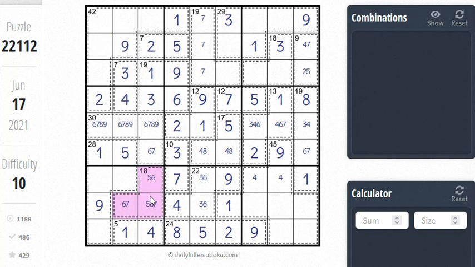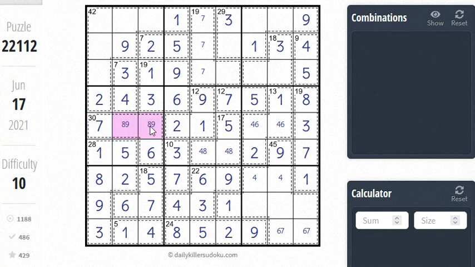So that means this is also 6, 7, and this is also 6, 7, which means this can't be a 7. So that's 4, 6. So that's pretty forcing. So 6, 7, this is 3. And then here we have 2 and 8, so it has to be 2, 8 this way.